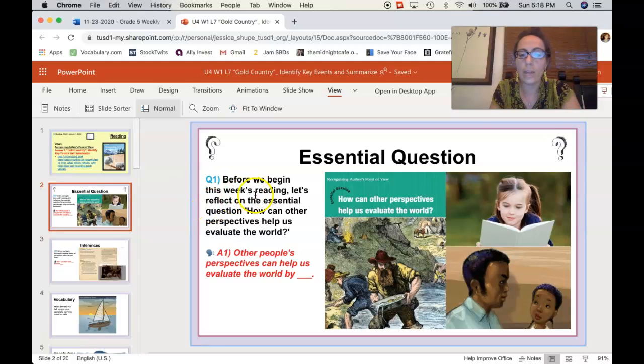However, before we begin reading this week's lesson, let's reflect. So go back and think about our essential question. That means our priority, our important question. How can other perspectives help us evaluate the world? Okay, you are going to use the answer frame. Other people's perspectives can help us evaluate the world by.